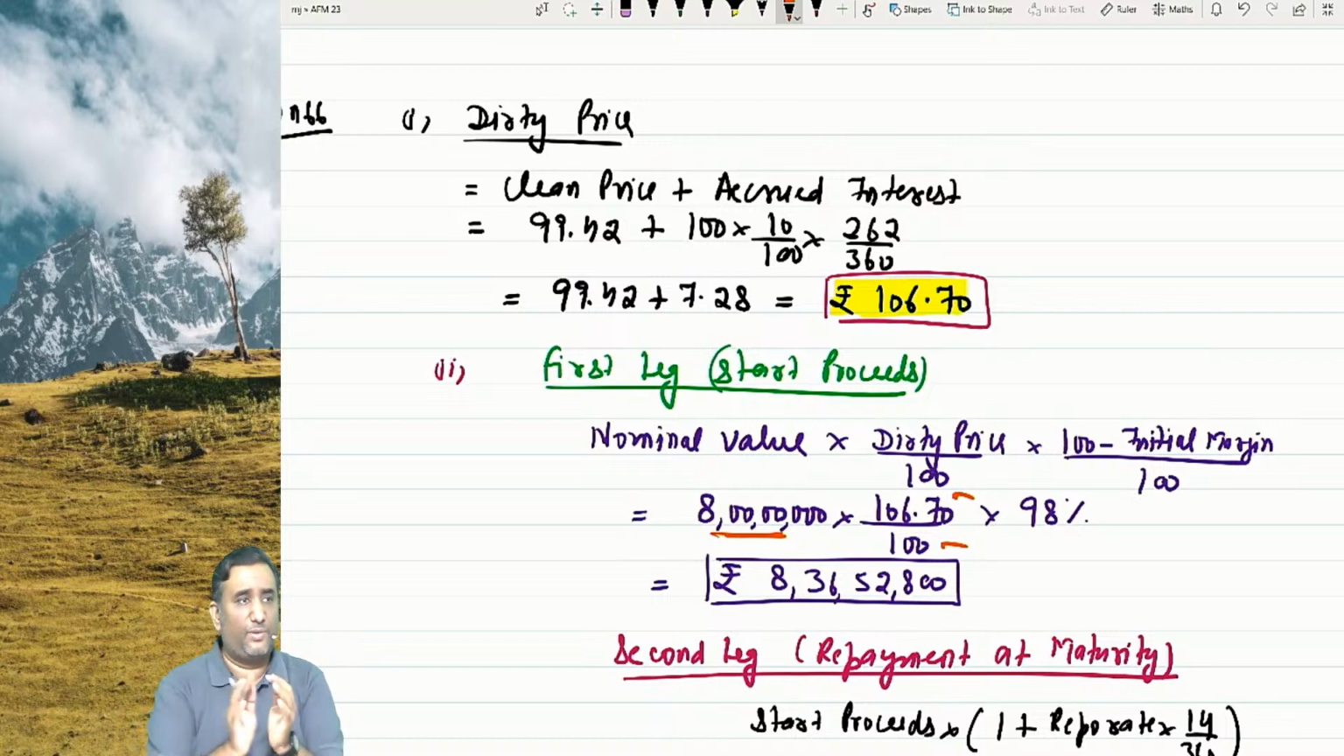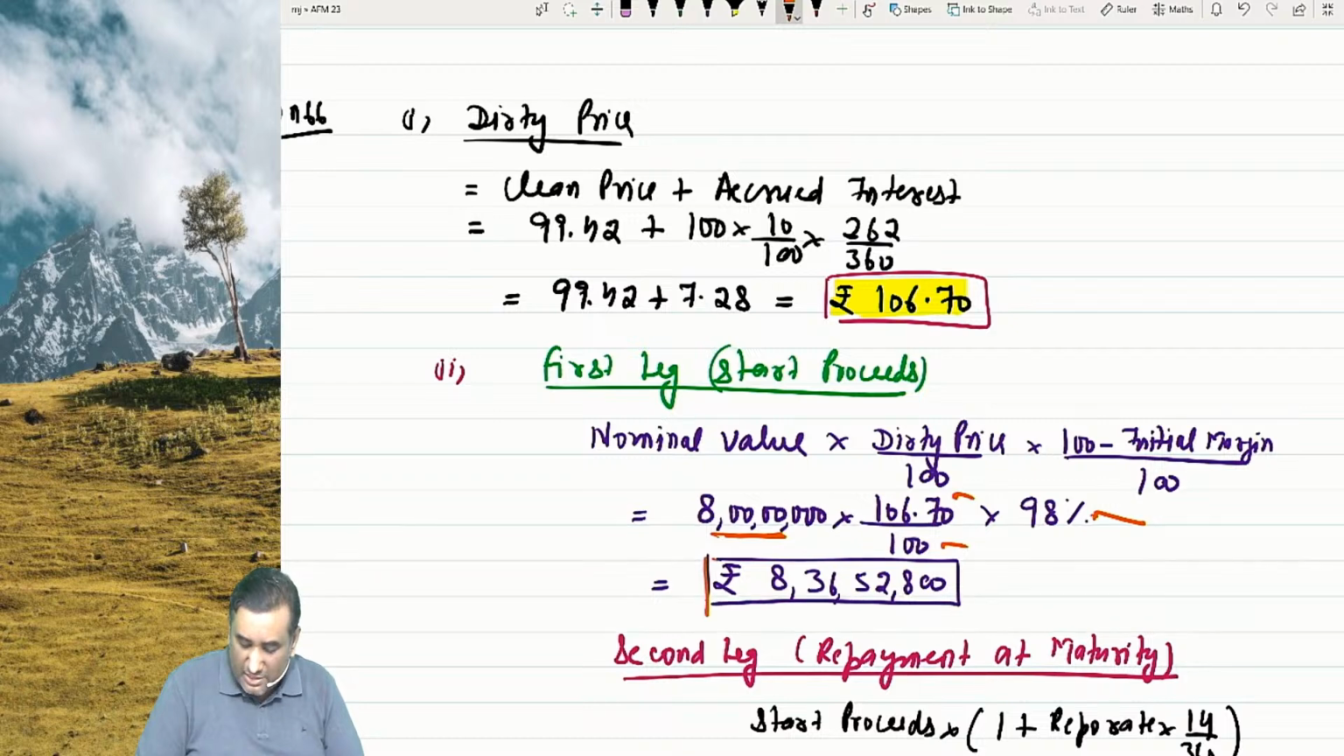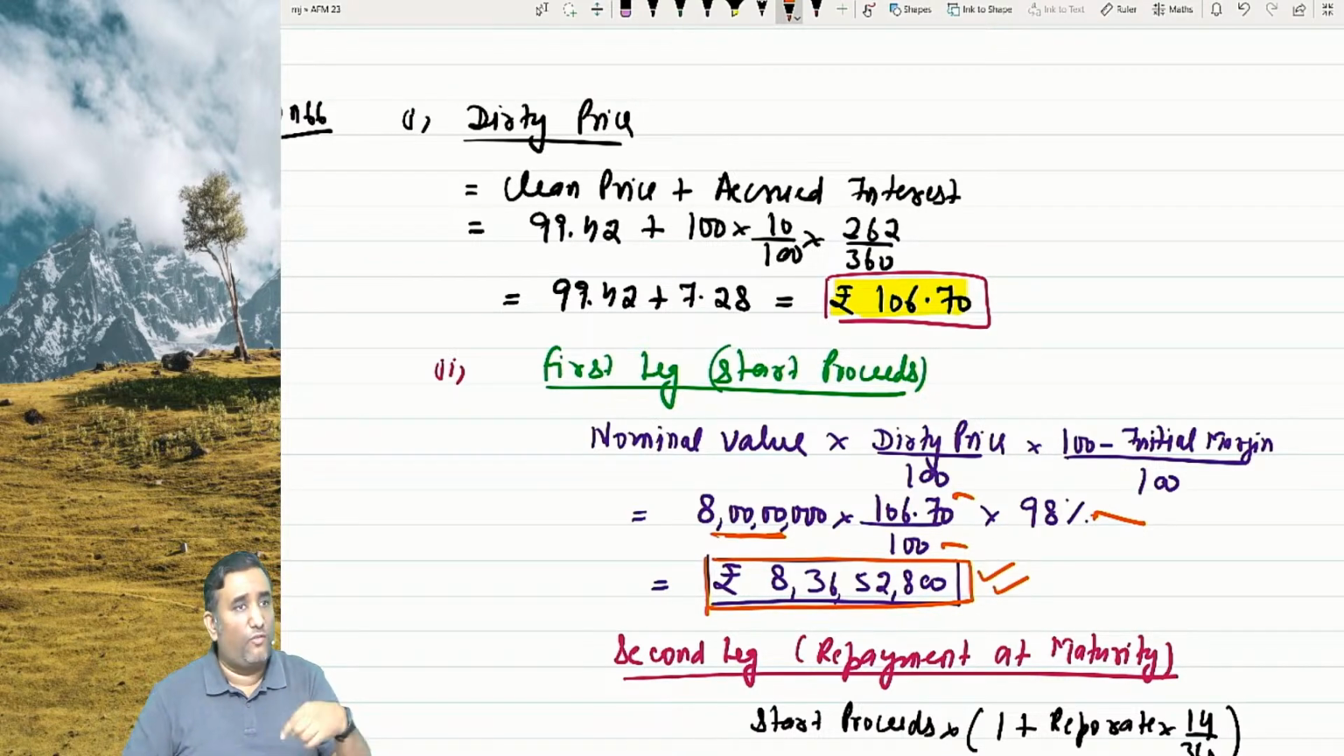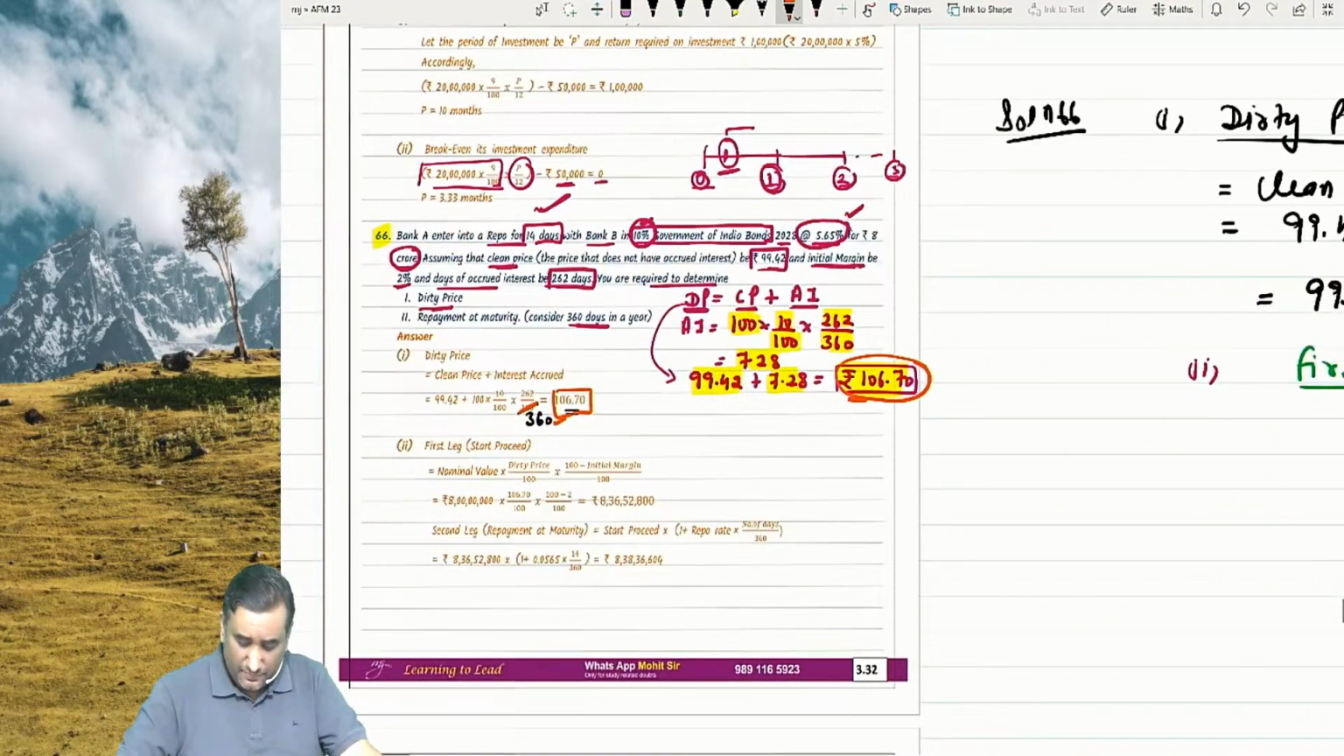2% margin means basically when you give something, this is not an income or a loss for anyone. It is only, for example, you gave me 100 crore worth of paper, I am funding only 98% to you. That's it. So I am funding 98% of it, 2% margin. So it's 100 minus initial margin by 100. That means the first leg was the loan amount, the amount which was exchanged, and it was 8 crore 36,52,800.